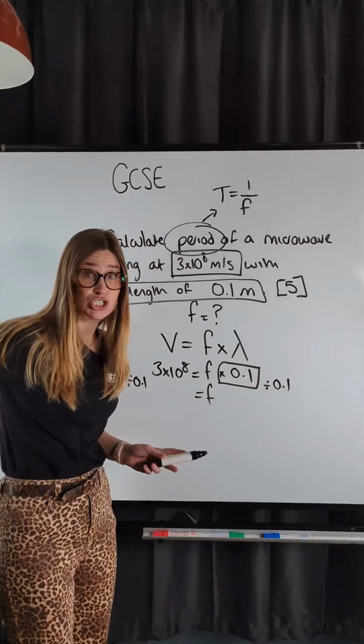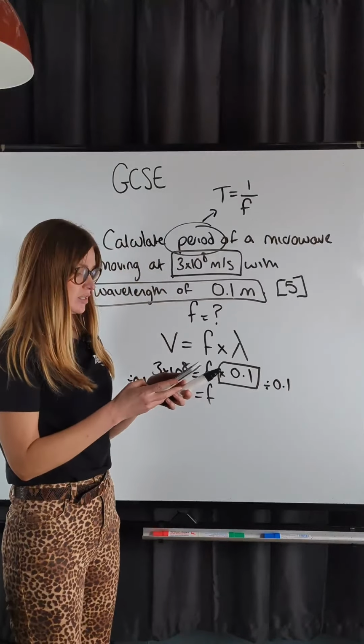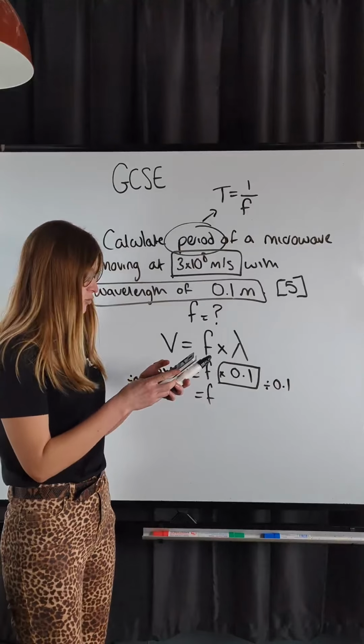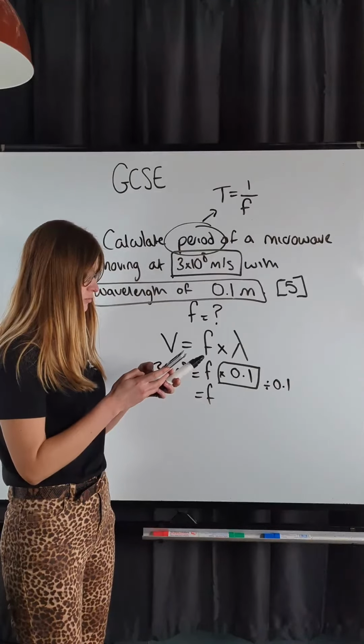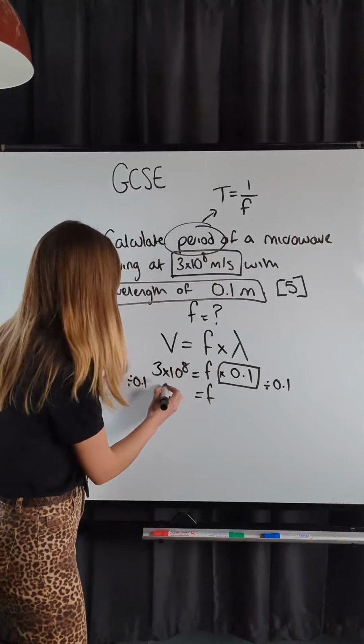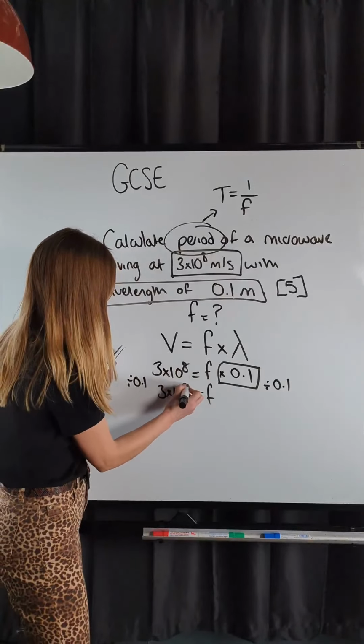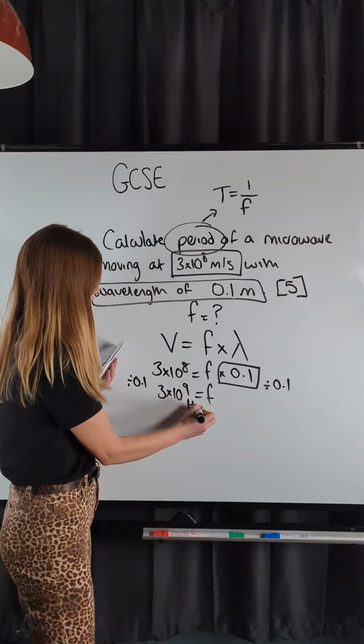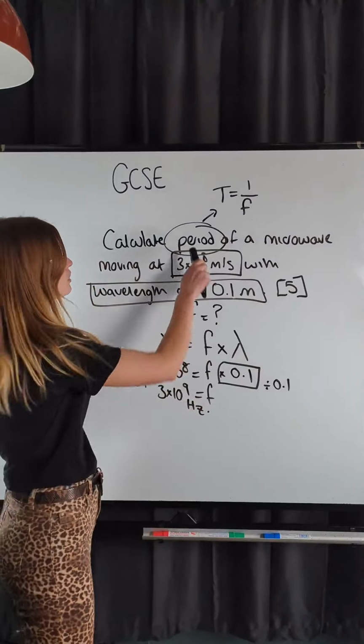So in the calculator, you're doing 3 times 10 to the power of 8 divided by 0.1. And we get a really large number. I get 3 times 10 to the power 9. Frequency, I know, is measured in hertz. But we're not done. We've got to find the period.